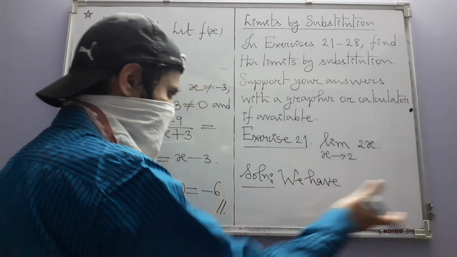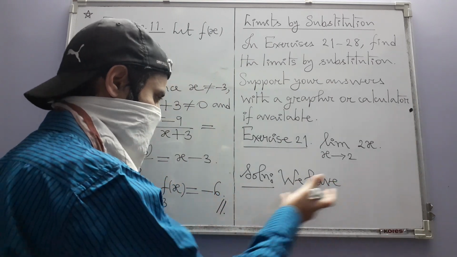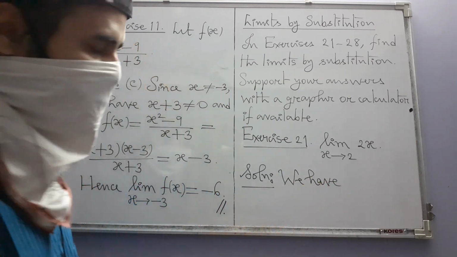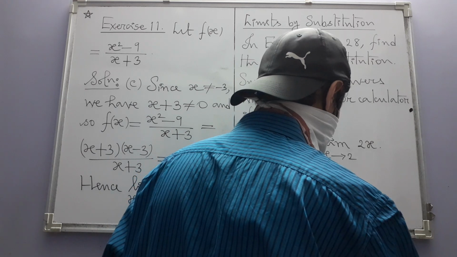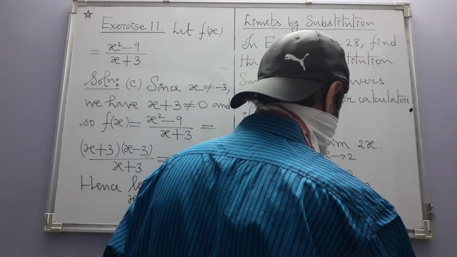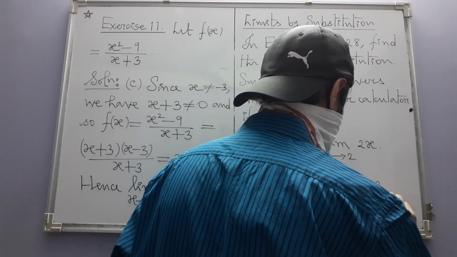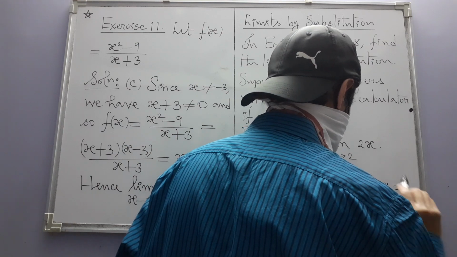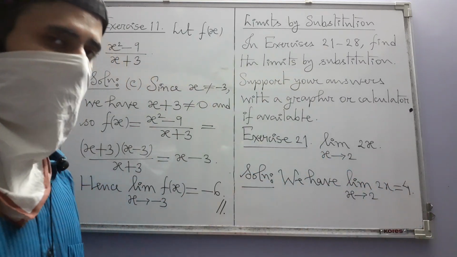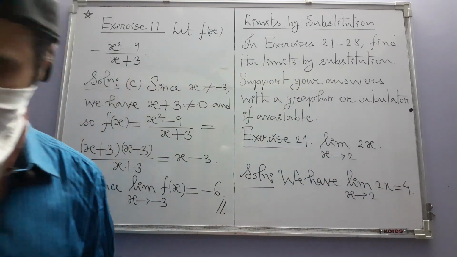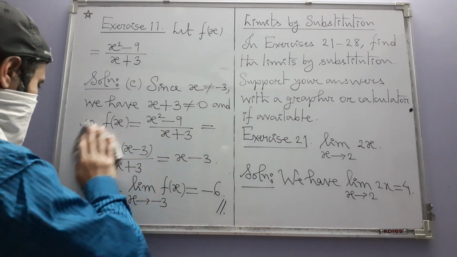So what I have to write here is almost something that need not even be written. So this is 4. That's what we get when we substitute 2 for x.